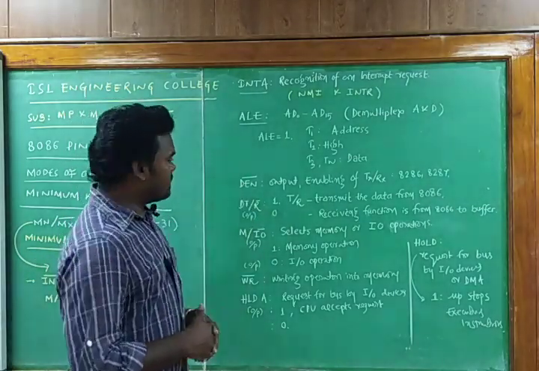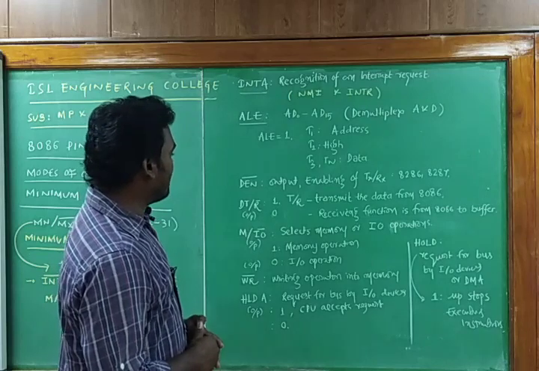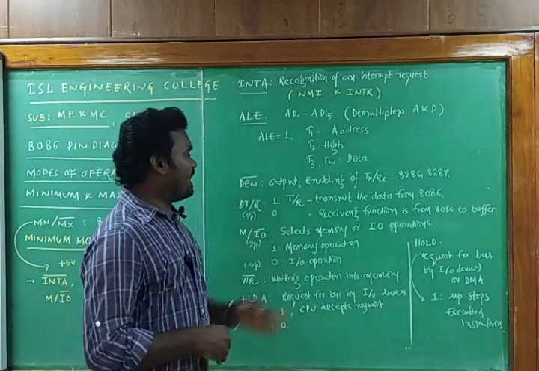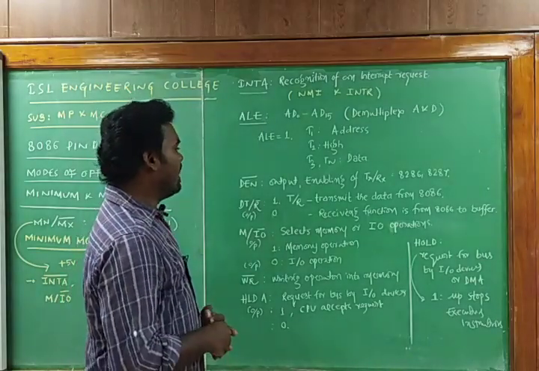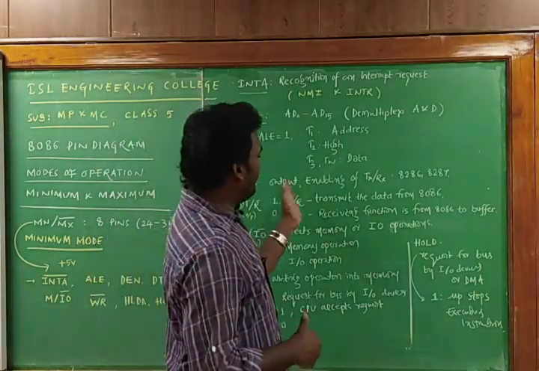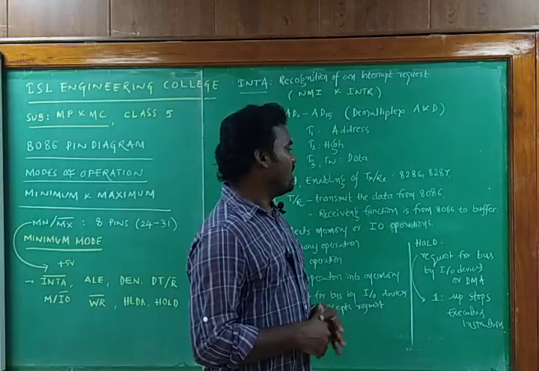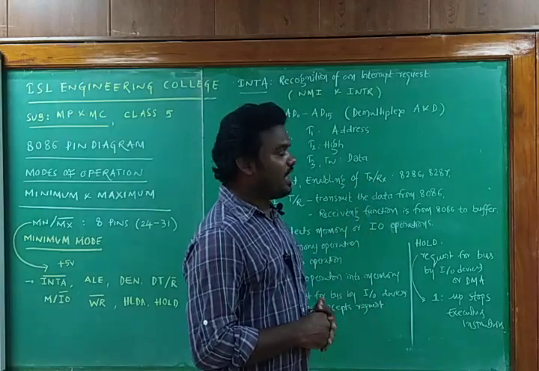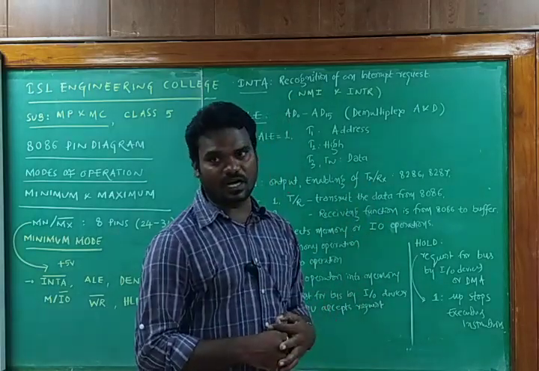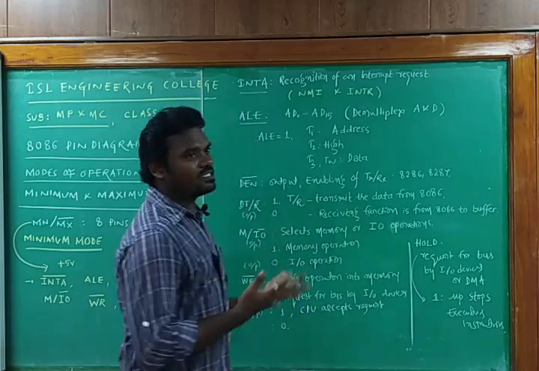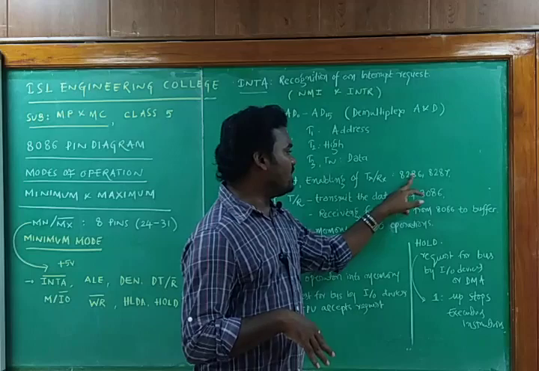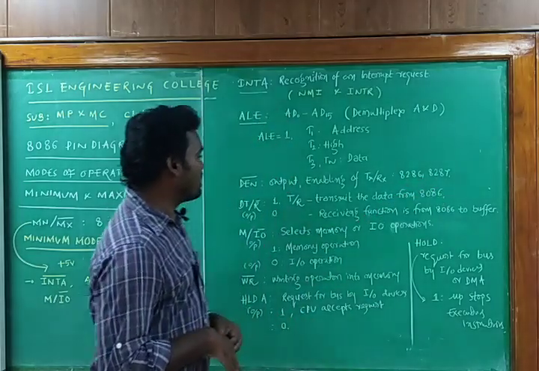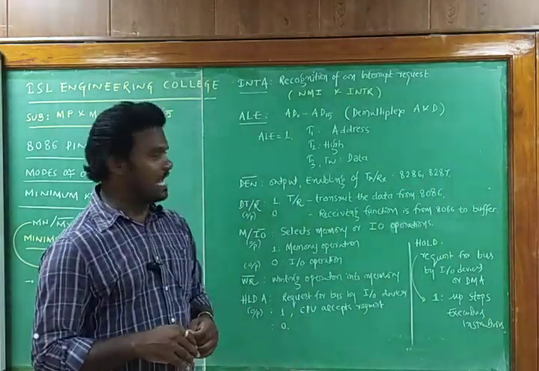Coming to the next pin in case of the minimum mode of operation, that is data enable, DEN. It is an output pin of the 8086 microprocessor. It enables the transceivers, examples being 8286 and 8287. That means it enables the data from the transceivers. These are the two examples of transceivers.